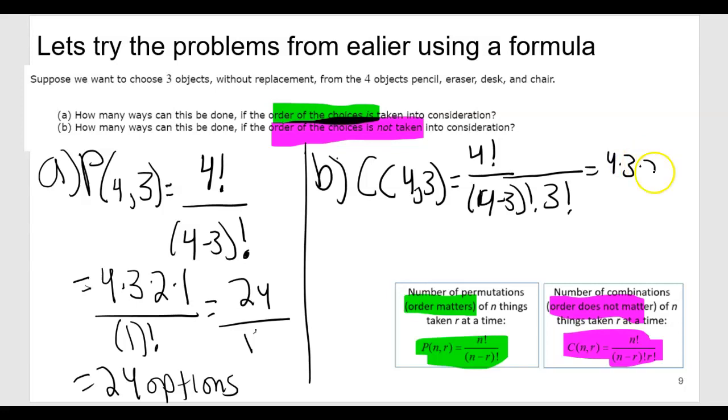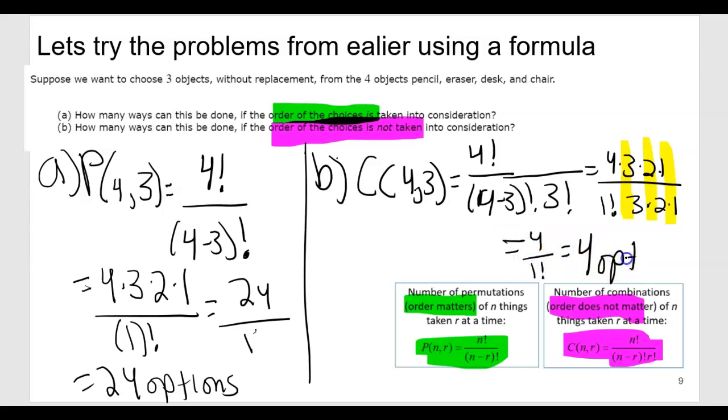So I'm going to do 4, 3, 2, 1 over 1 factorial, which is just 1 over times 4, 3, 2, 1. This ends up being 4 factorial over 1 factorial, or just 4 options. This is exactly what we got when we just did this a couple slides ago.